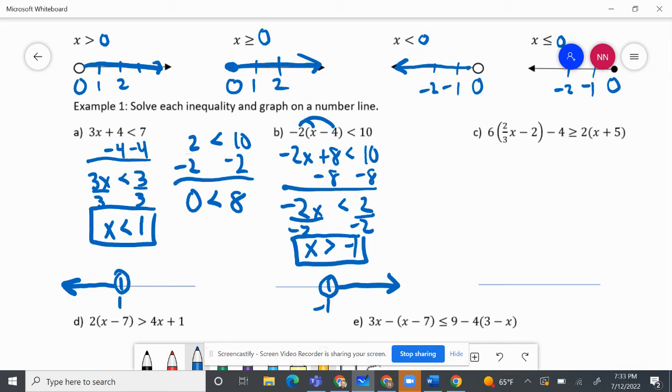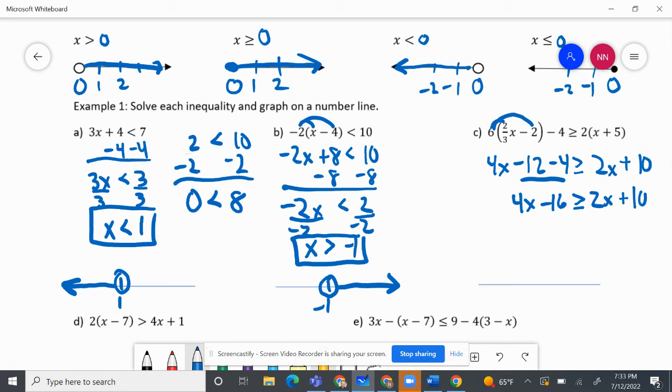Now, looking at letter C, we're going to first distribute the 6 to each of the terms. 6 times 2 is 12. 12 divided by 3 is 4. 6 times 2 is 12. Then we have -4 greater than or equal to 2x plus 10. We're going to combine the like terms.